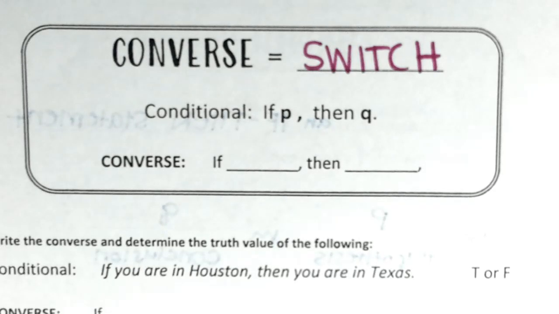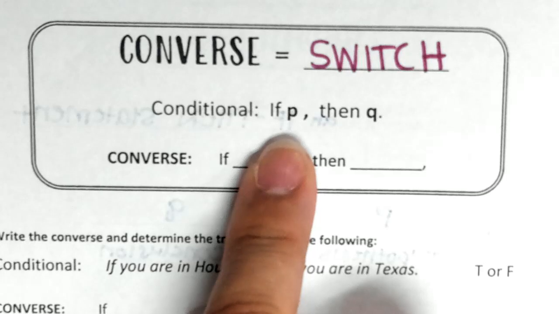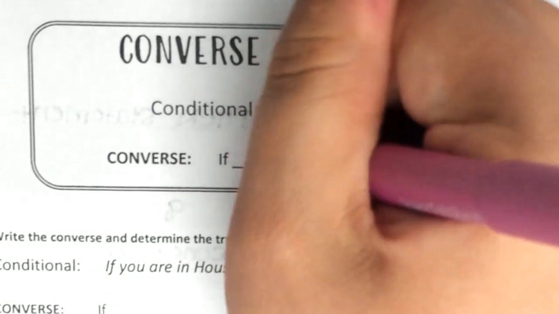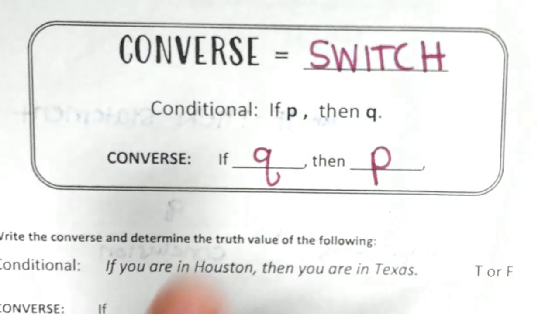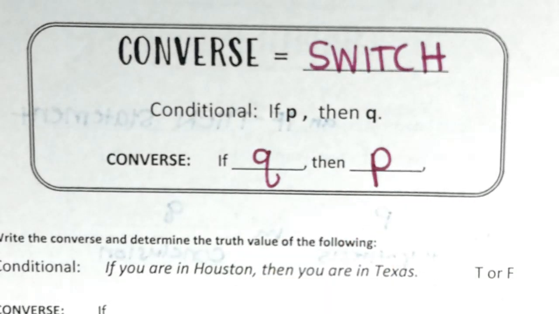So remember at the beginning we said if P then Q? Converse switches them. So if Q then P. You are going to switch your hypothesis and conclusion.